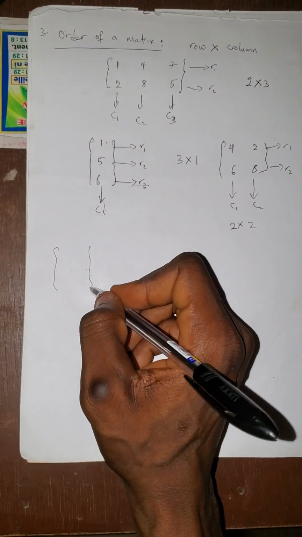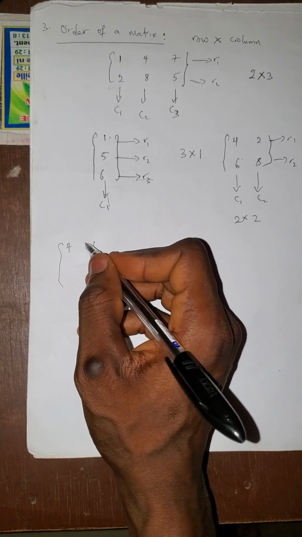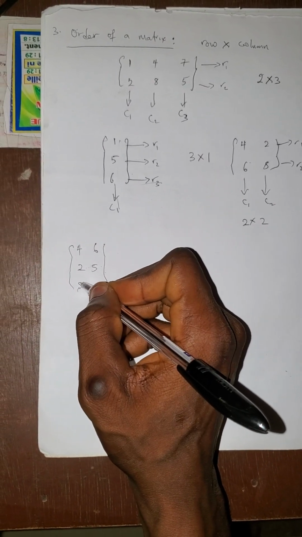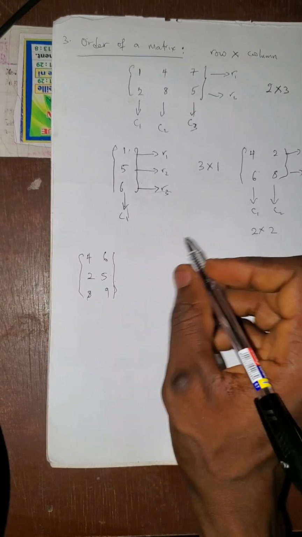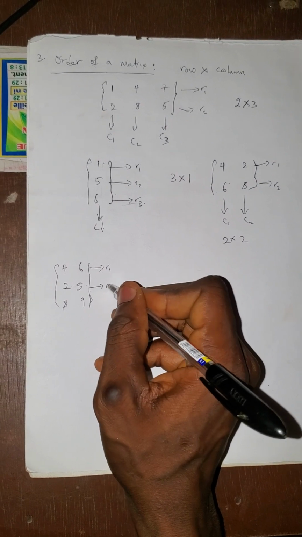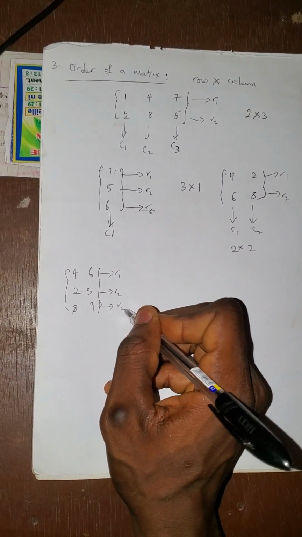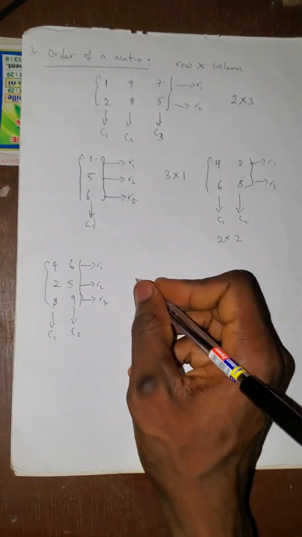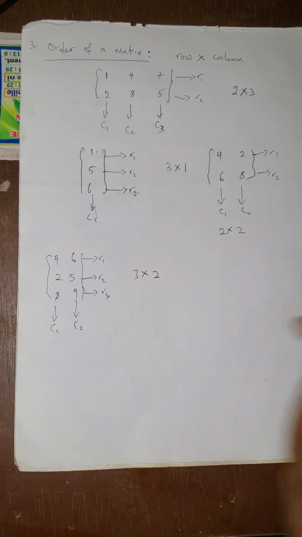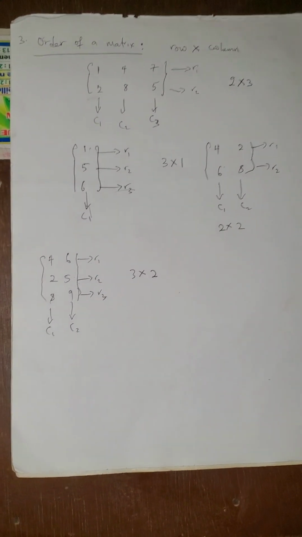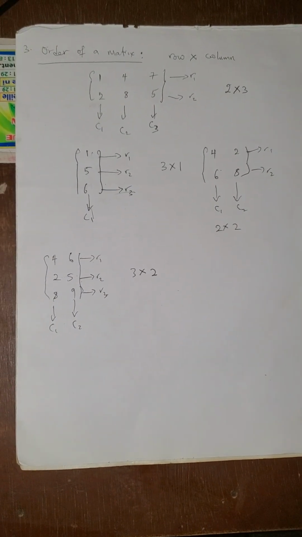Another one. If you have 4 6 2 5 8 9, this one contains the first row, second row, third row, but the first column, second column. So this is a 3 by 2 matrix. Now let's get to another aspect. So this is the order of a matrix. Number 4 now.